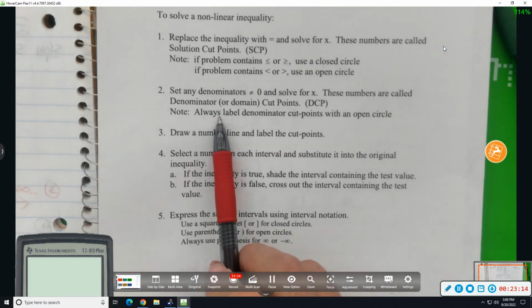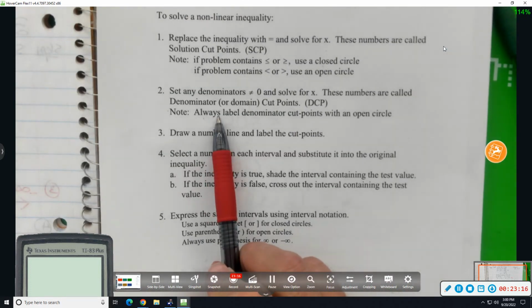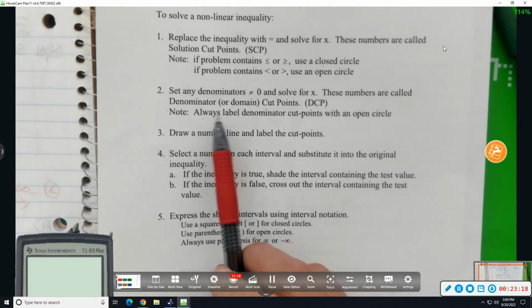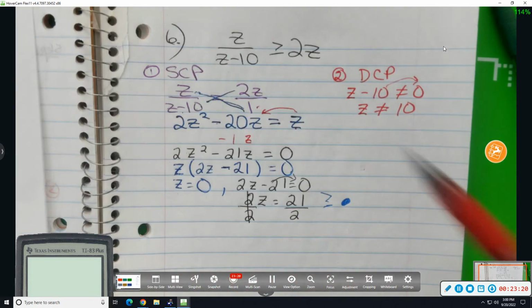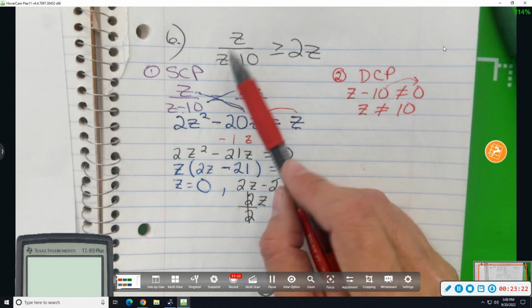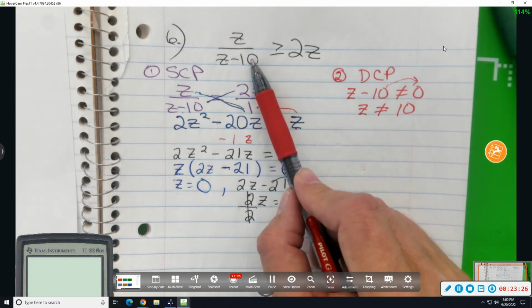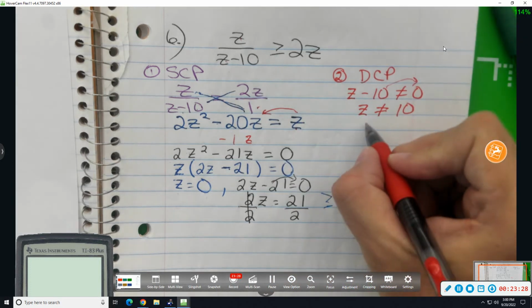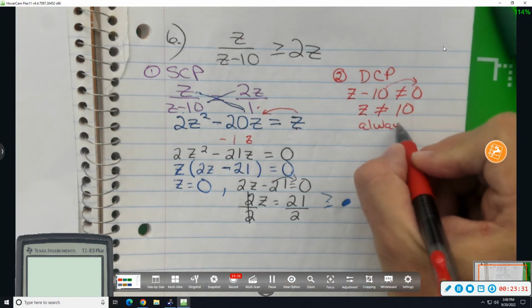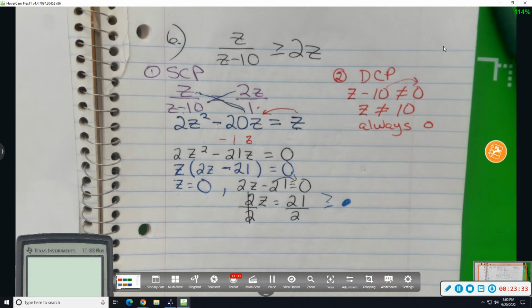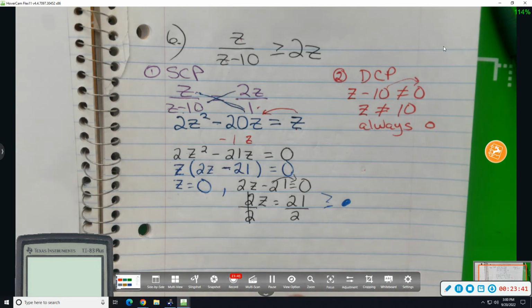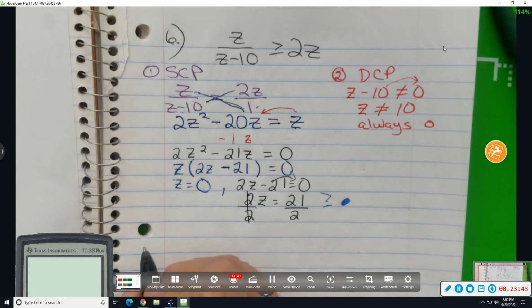Denominator cut points you always label open circle. Because you're saying you can't have 10 over 0. If z were 10, you'd have 10 on top, 0 on the bottom. If you punch that into your calculator, you're going to get some sort of error message. So denominator cut points are always open circles. Now, step 3, we draw a number line.